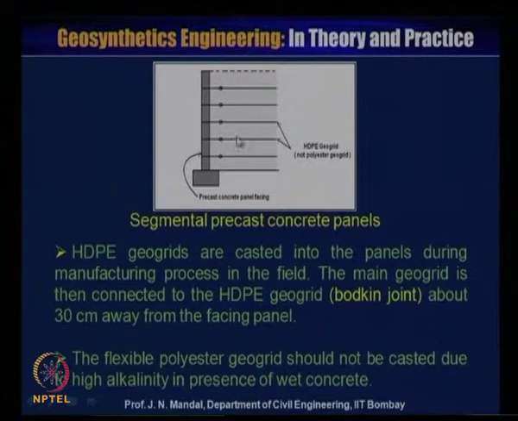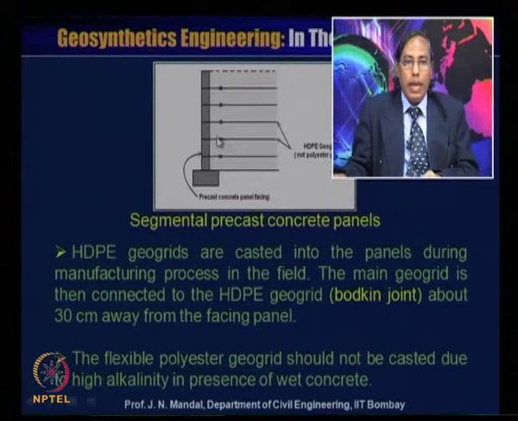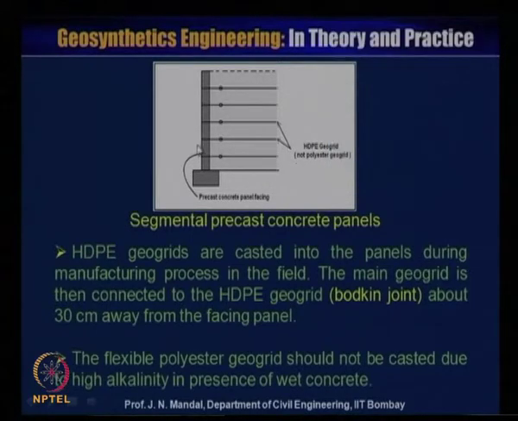This may be the high density polyethylene geogrid or non-polyester geogrid also. So, here is the segmental precast concrete block. This is the block. High density polyethylene geogrid is cast into the panel during the manufacturing process in the field. The main geogrid is then connected to the high density polyethylene geogrid with what we call a Bodkin joint, which is about 30 centimeter away from the facing element.